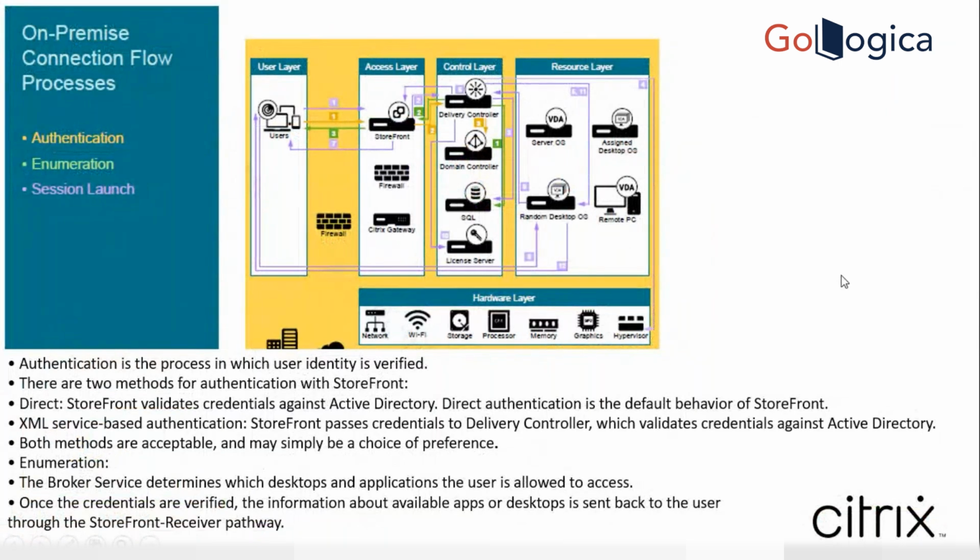Now, on-premises connection flow process, we will learn authentication. In authentication, there are two methods. One is direct StoreFront validating the credential against the Active Directory. Active Directory authentication is the default behavior of StoreFront.